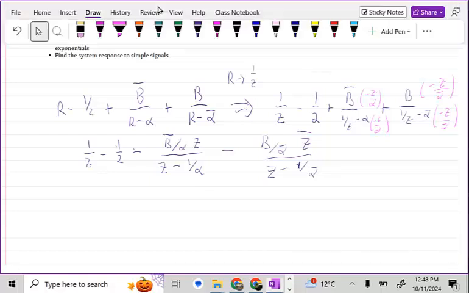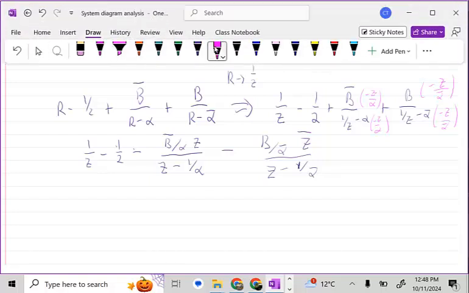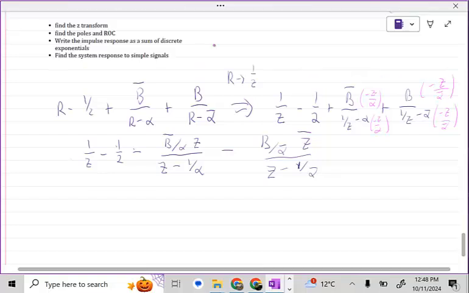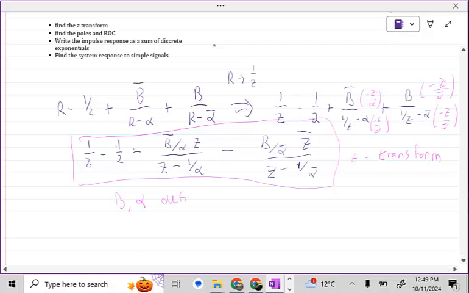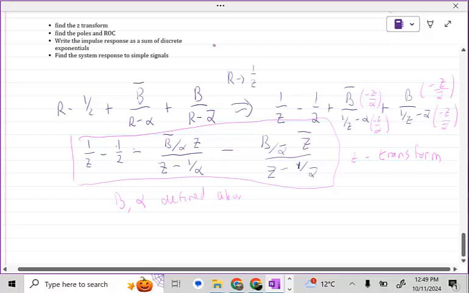Okay, so we're good with the z-transform. We have the z-transform. So this is the z-transform. And again, it's perfectly fine to write these in terms of constants as long as my constants are defined. So b and alpha are defined above. And I think in some ways it's even preferable.